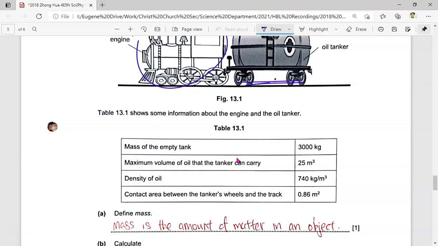So the mass of an empty tank, the tank empty, 3000 kg. Maximum volume of oil that the tanker can carry, 25 meter cube. Density of oil, 740 kg per meter cube. Contact area between the tanker's wheel and the track, 0.86. So contact point, contact point, contact point, contact point. This whole thing here is 0.86 meter square.